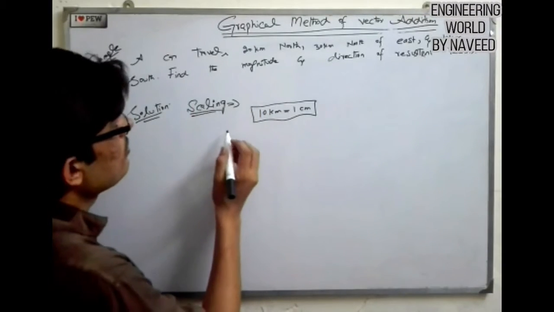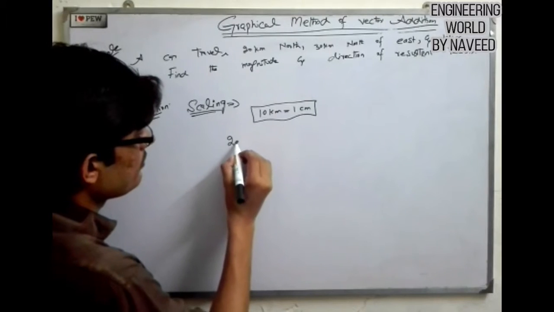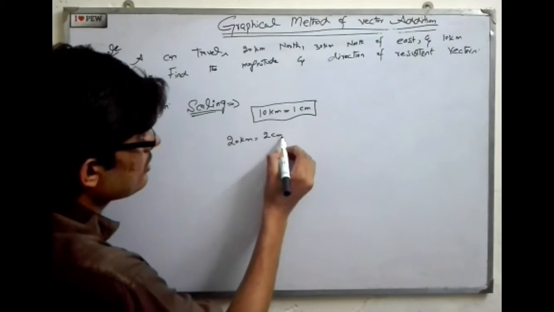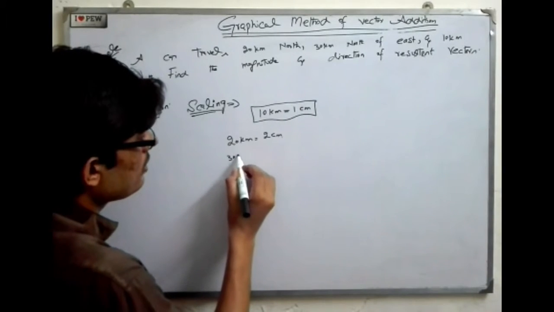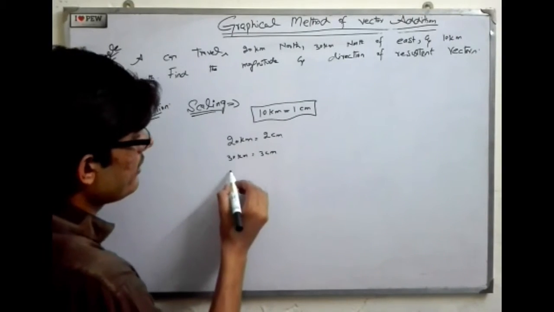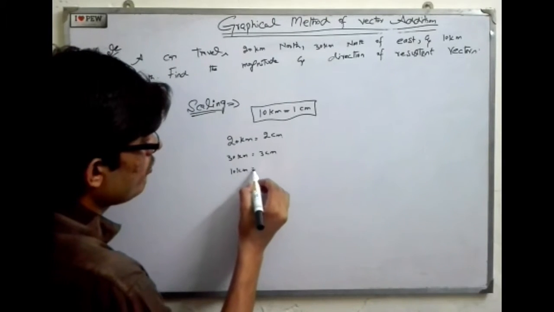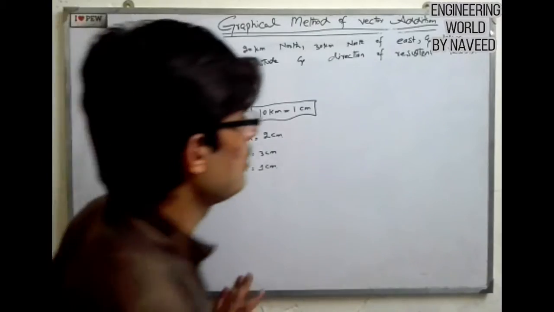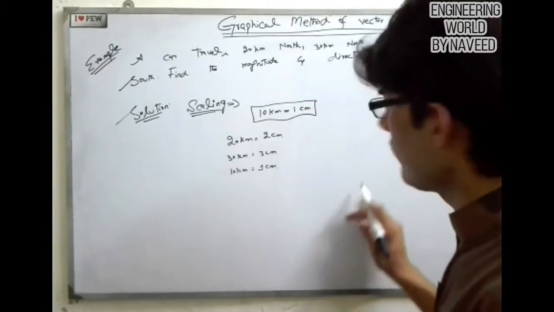So 20 kilometer will be equal to 2 centimeter. 30 kilometer will be equal to 3 centimeter, and 10 kilometer will be equal to 1 centimeter. So now let's draw it on graph.